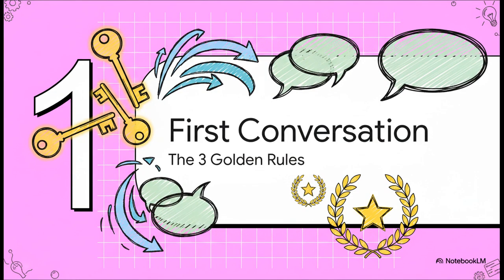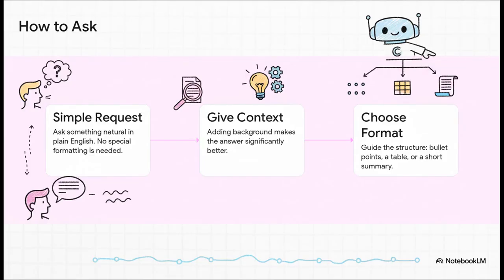Okay, let's talk about that very first conversation you're going to have with it. And the key to getting awesome results right away, it's not about learning a bunch of complicated commands. Nope. It's just about remembering 3 simple golden rules. Okay, rule 1. Just talk to it. Seriously, ask it a question in plain English, just like you talk to a friend.